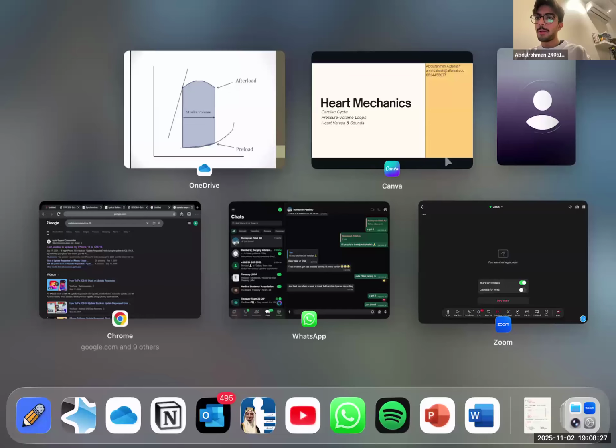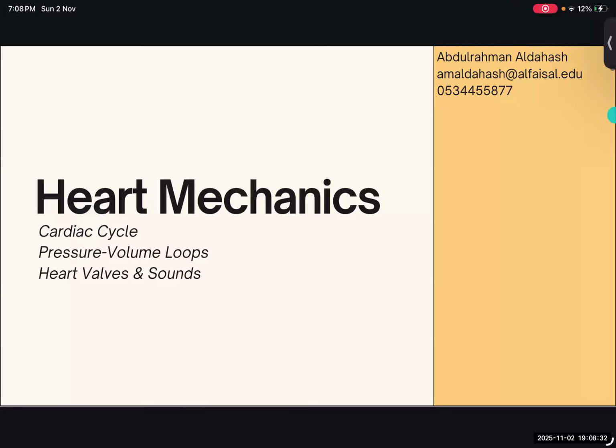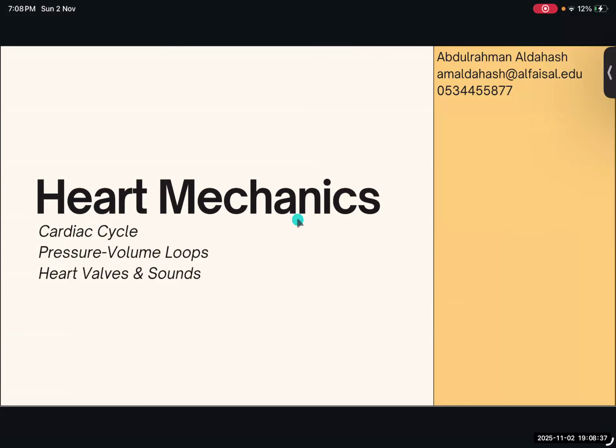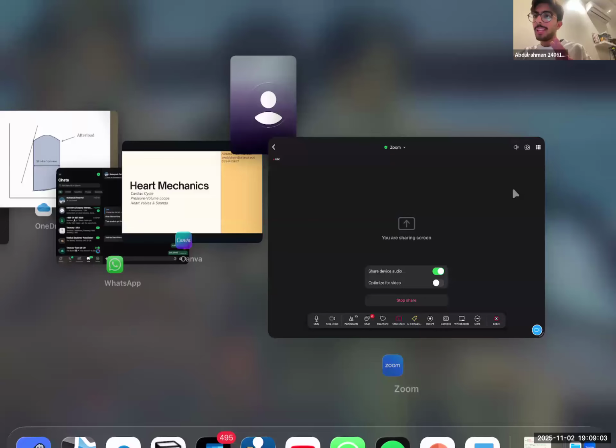Okay, so does everybody see my screen? Can someone just confirm that my screen is indeed being shared? Okay, so I'm going to assume that everybody can see my screen and that the camera is working. And with that, let's get started.